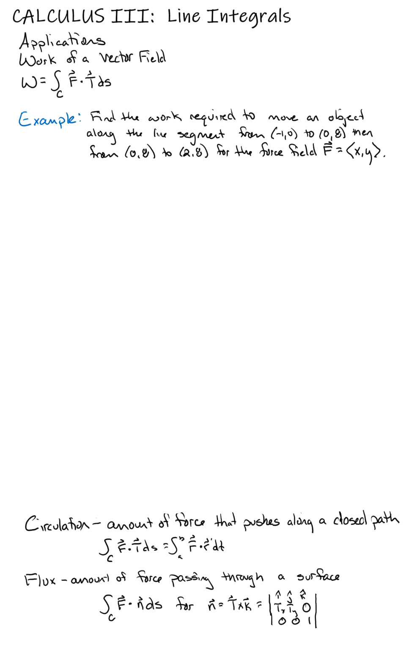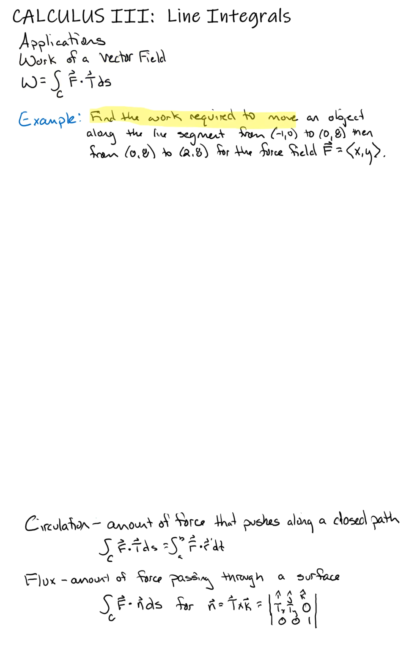The application I want to take a look at is work of a vector field. Work is simply equal to the line integral over the path C of f dotted with t ds. You'll notice that is simply the line integral of the vector field. So work is the line integral. How simple is that? Let's take a look at an example.